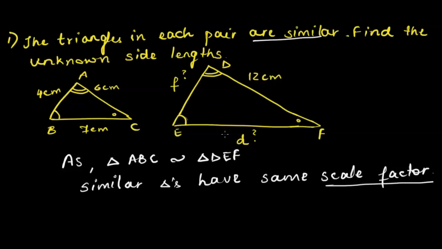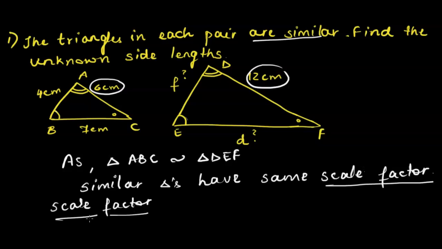But how do we get the scale factor? Whatever is the one corresponding side length that is given to us for the two triangles, we would be using that to find out the scale factor. To find out the scale factor, all we have to do is take one length of one of the triangles and divide it by the corresponding side length of the other triangle. We can either take the bigger triangle length divided by the smaller triangle length, or we can do vice versa. The answer is going to be the same, it's just that the ratio is going to be flipped.